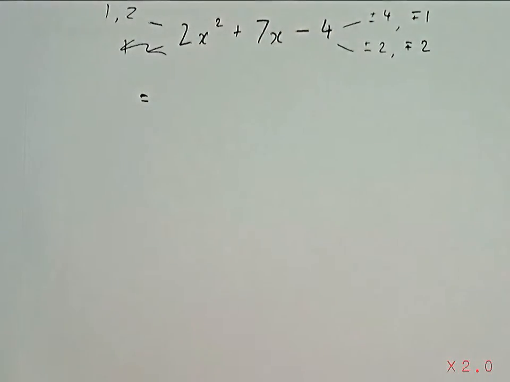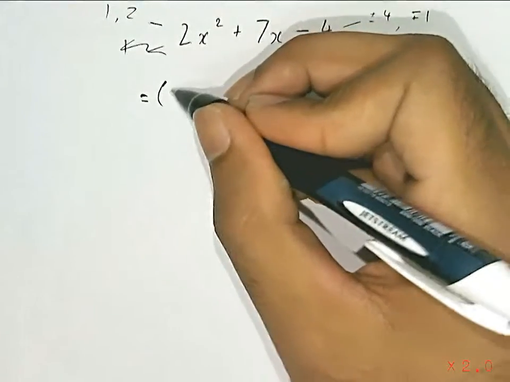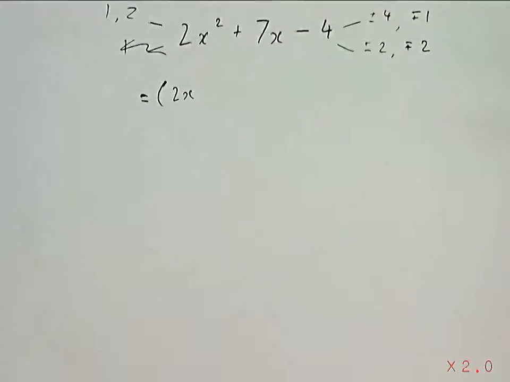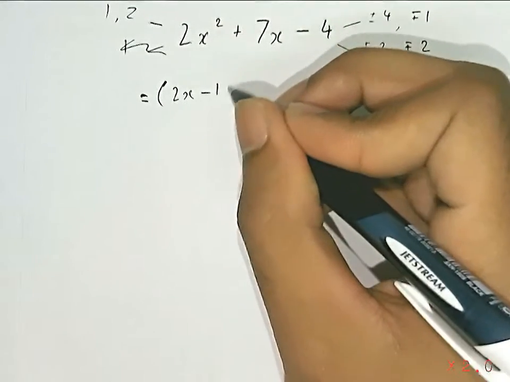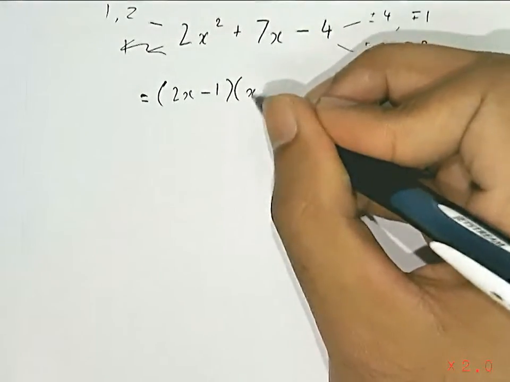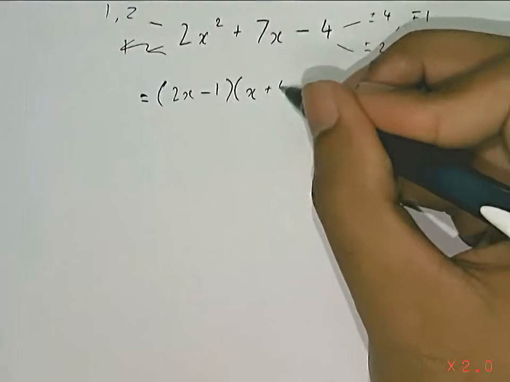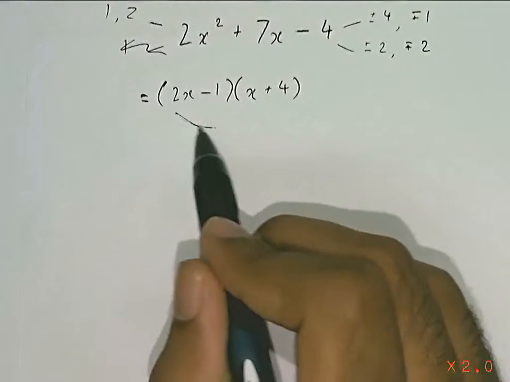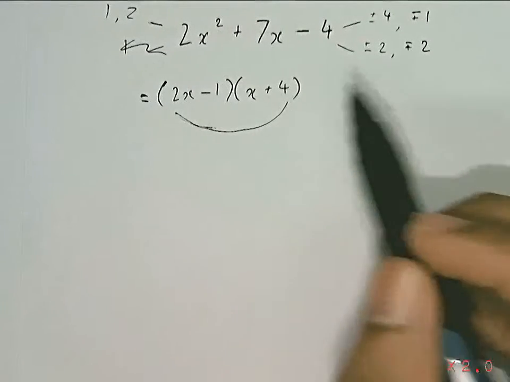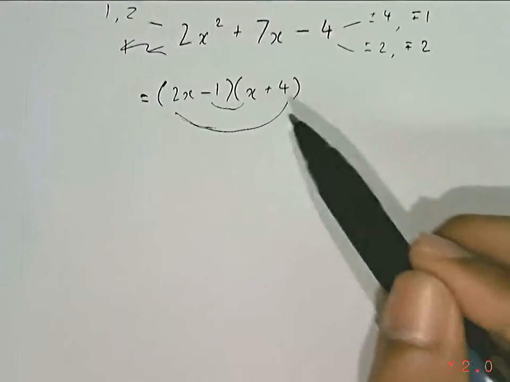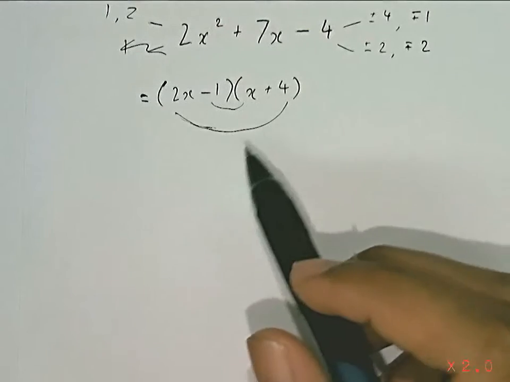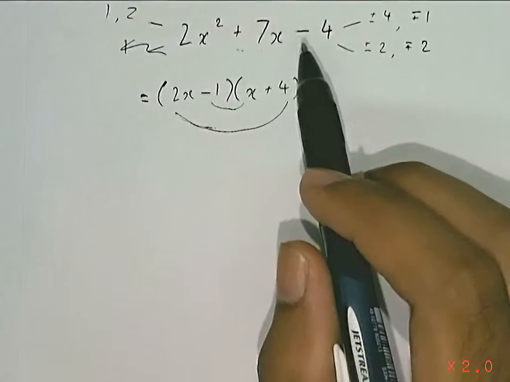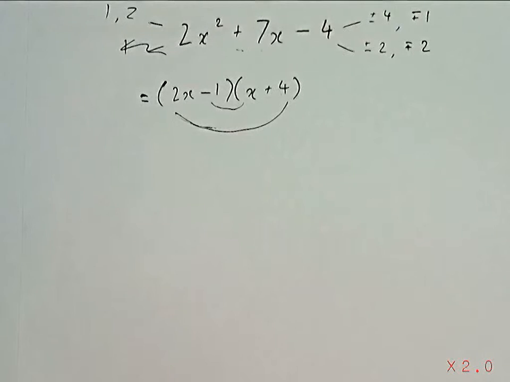So if your factorization is good, you should be able to see by now that the answer would be 2x minus 1 times x plus 4, because 4 times 2 would give us 8, and minus 1 times 1 would give us minus 1. So if you add the two together, that would give us plus 7. And that's basically the gist of factorization.